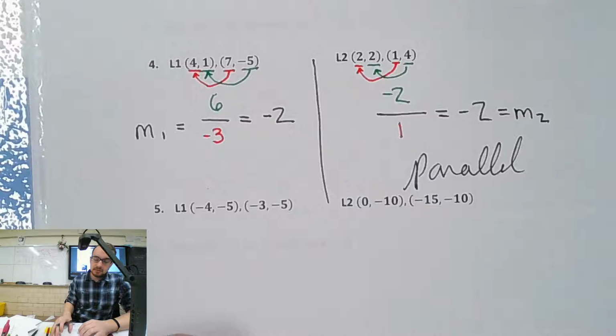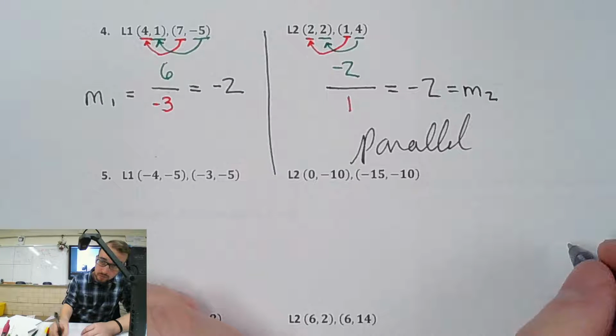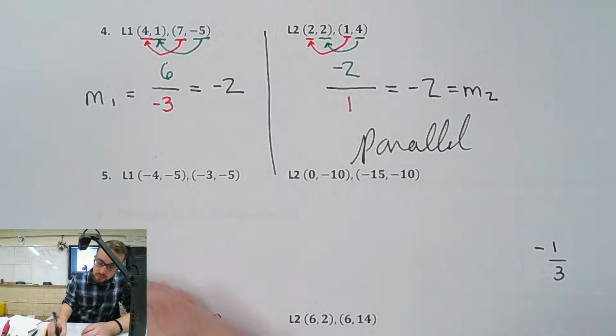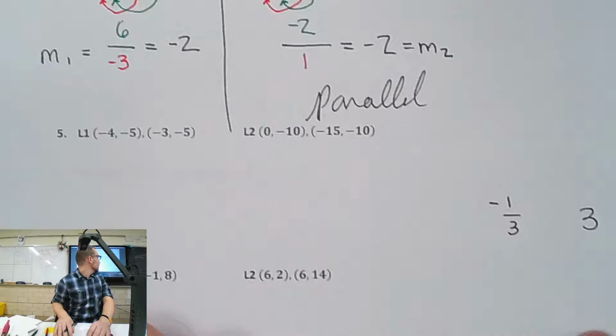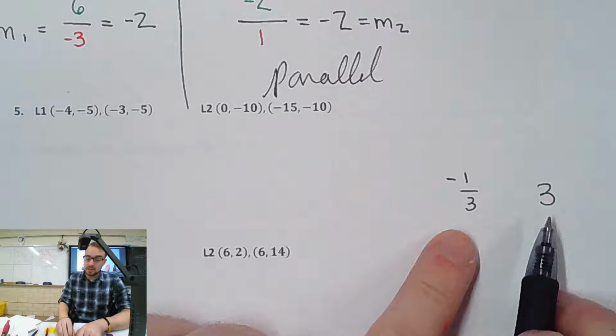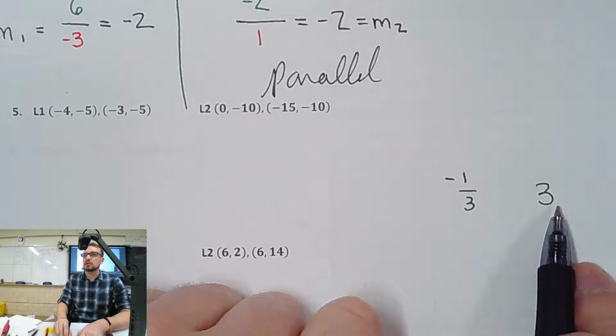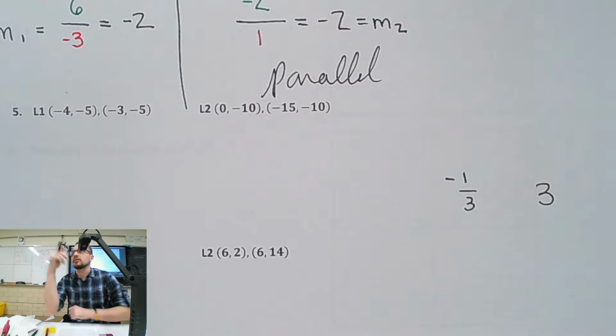Maddie, an example of perpendicular slope would be if we got something like this. -1/3 for one slope, and we got +3 for the other. These would be perpendicular because if you flip this guy, you get -3, right? Change the sign, you get 3. Does that make more sense now? Yeah. So that would be an example of perpendicular.